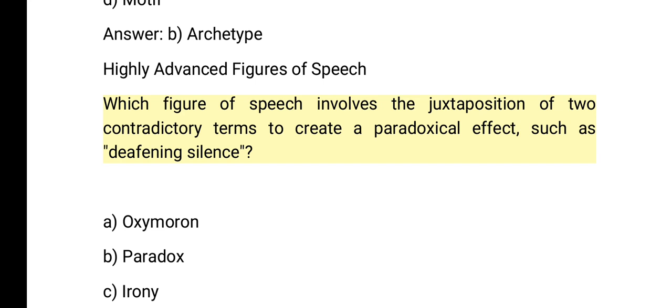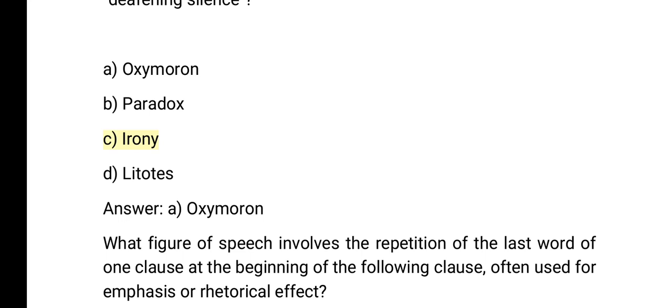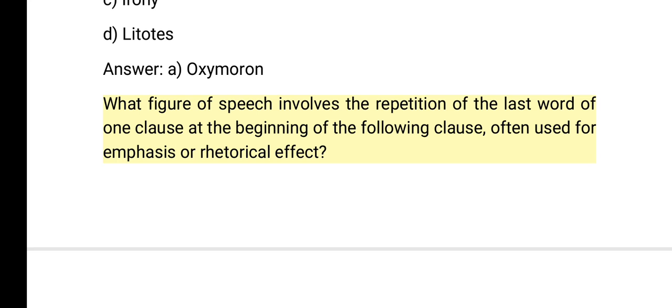Which figure of speech involves the juxtaposition of two contradictory terms to create a paradoxical effect, such as deafening silence? A. Oxymoron. B. Paradox. C. Irony. D. Litotes. Answer: A. Oxymoron.